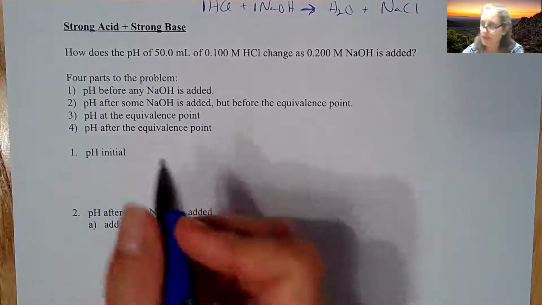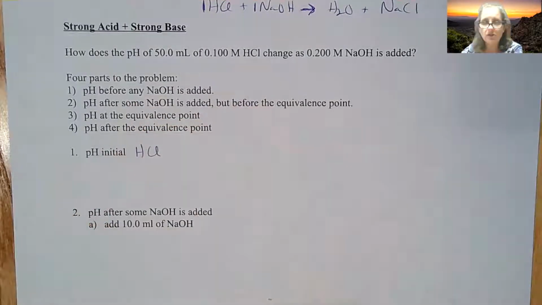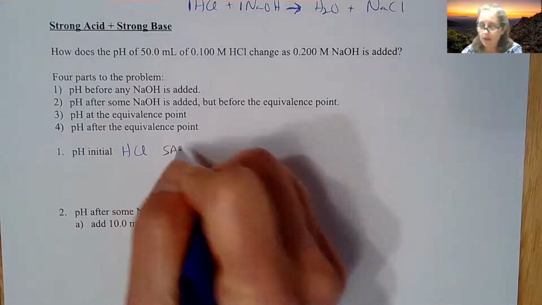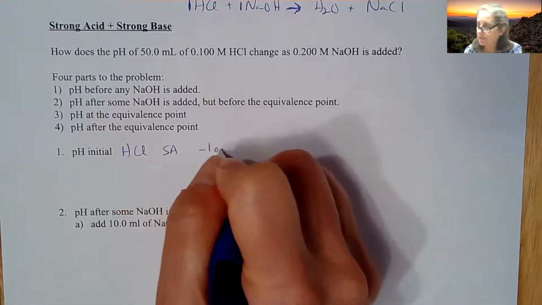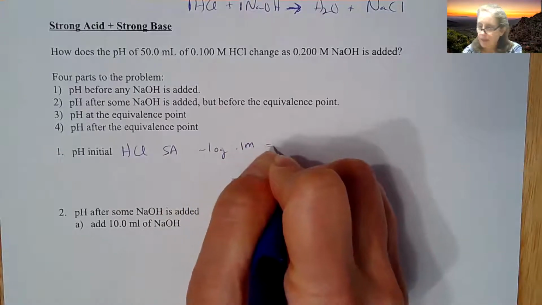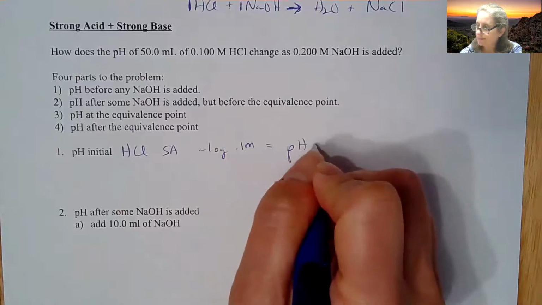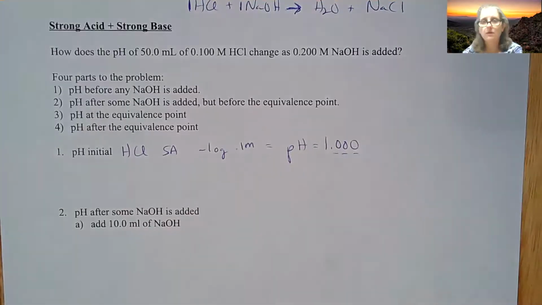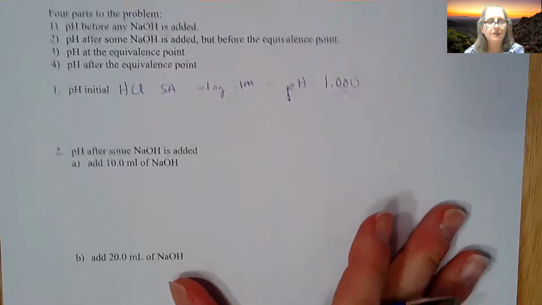So initially, the pH is just driven by the HCl that's in that flask. Since this is a strong acid, all I have to do is take the negative log of the 0.1 molar concentration, and I get a pH of 1. And I have 3 sig figs here, so I'm going to do 3 sig figs after the decimal.